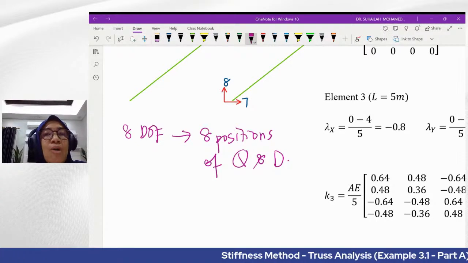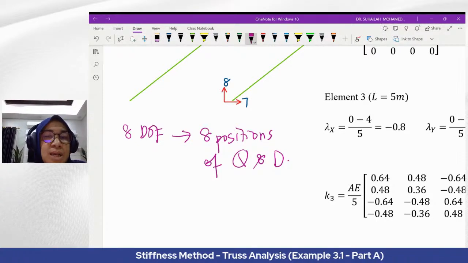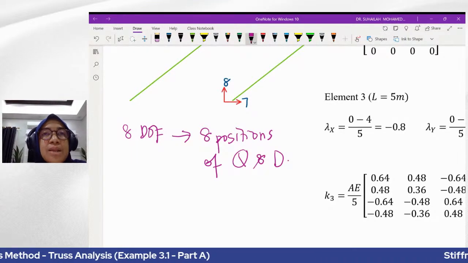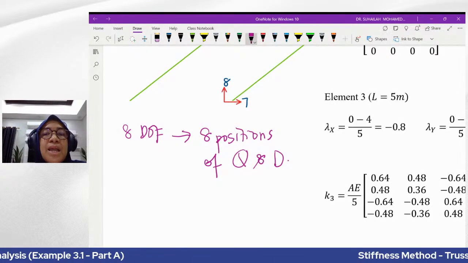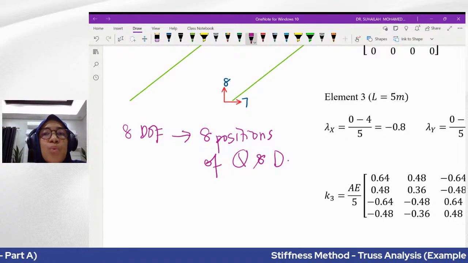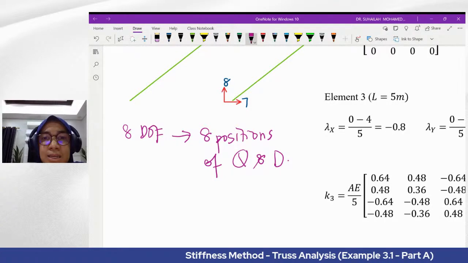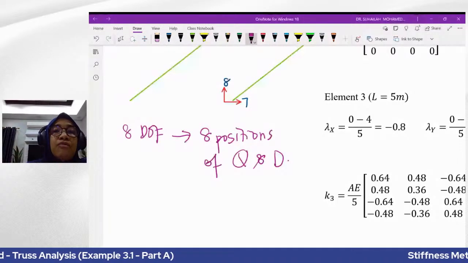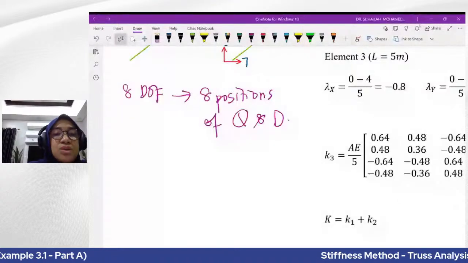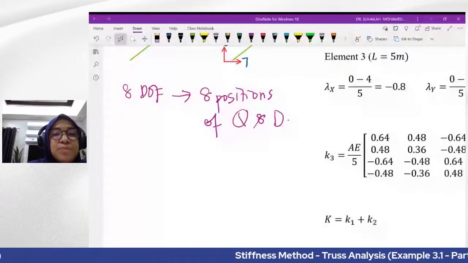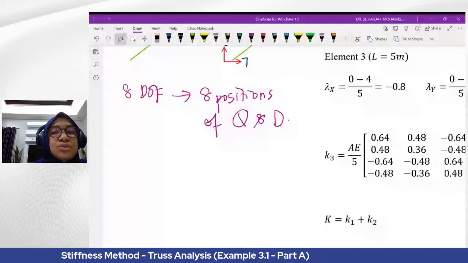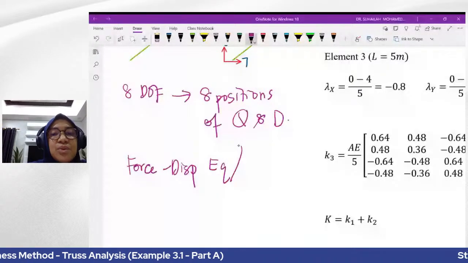Because remember, the outputs of the stiffness method are displacements and forces. And we relate these displacements and forces to each other by the force-displacement equation. This is also called the stiffness equation.